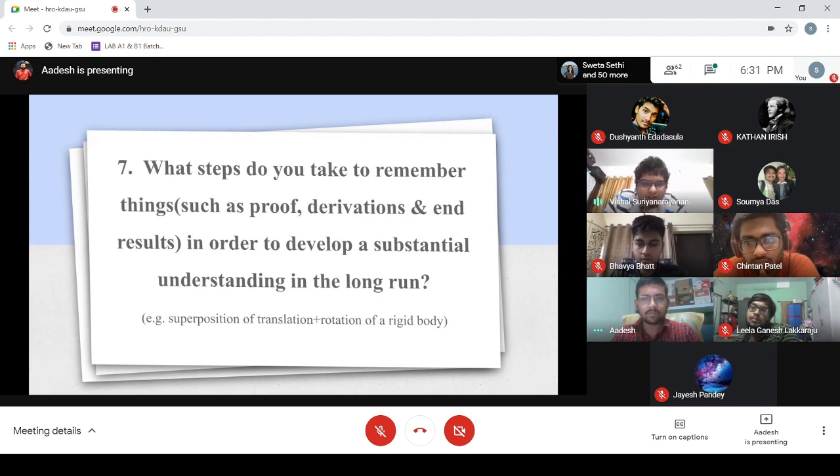And this example of superposition of translation and rotation, I think that such proofs need to be done about once or twice, most probably once. But after that, you are just going to remember the result. If you are curious about it, you can go for it once and look at it. But you're never going to remember the proof. Certainly, I don't remember it right now.